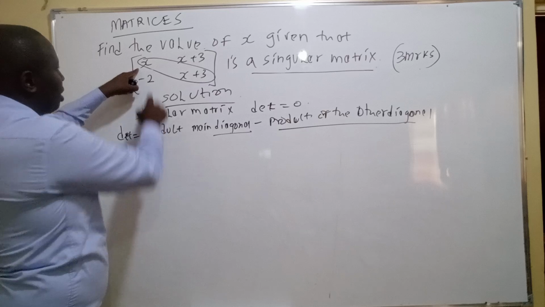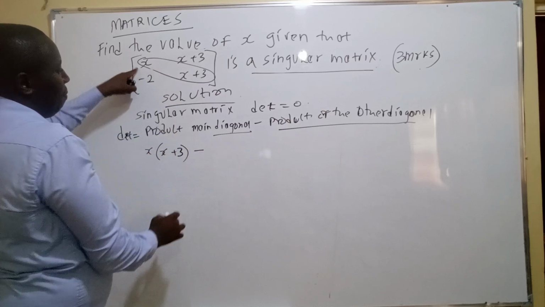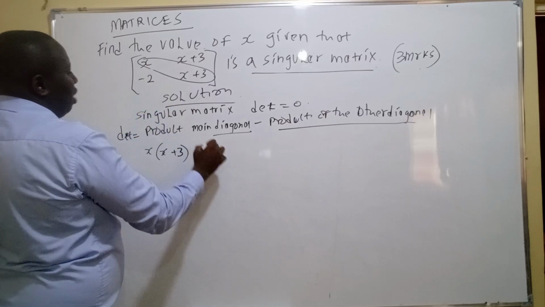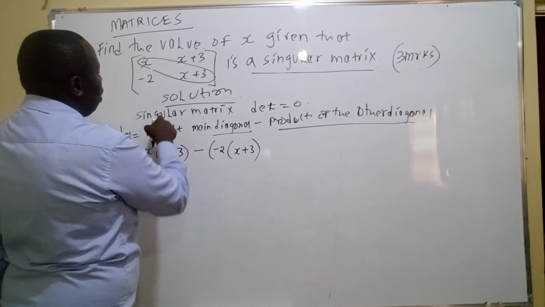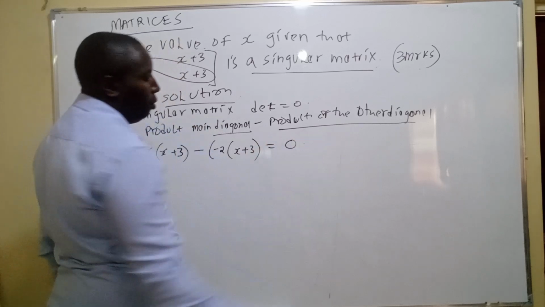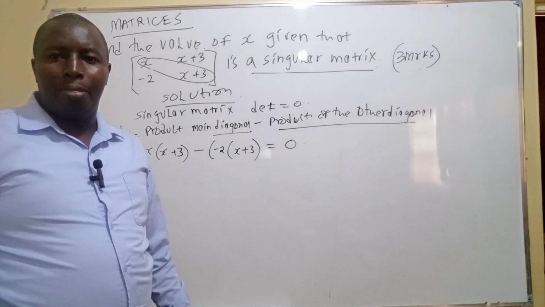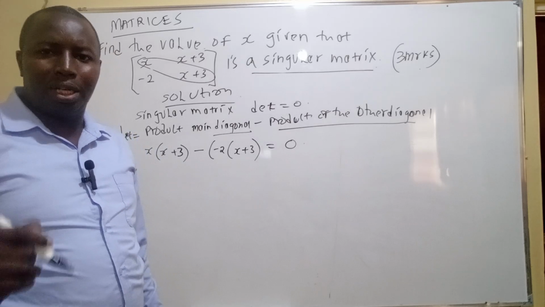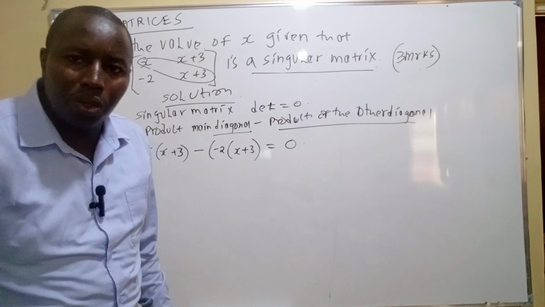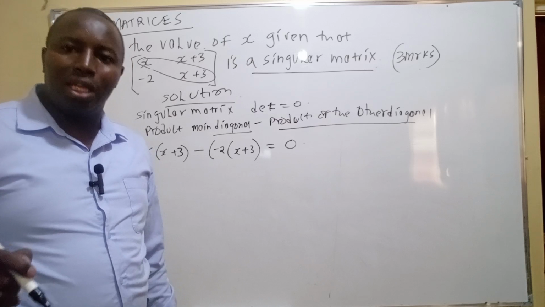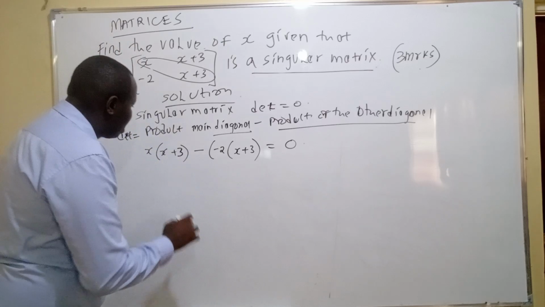So you take the product of x and x plus 3, minus the product of the other diagonal, which is minus 2 times x plus 3. Because we talk of a singular matrix, the determinant is equal to 0. That is step number 1. You must know that a singular matrix is a matrix whose determinant is equal to 0. Then you solve.